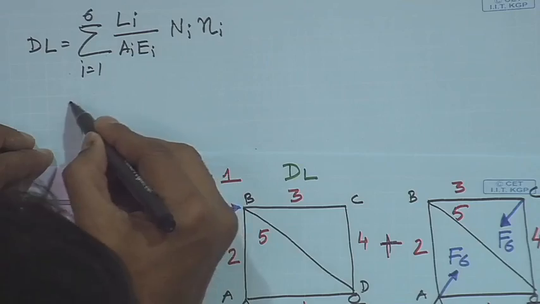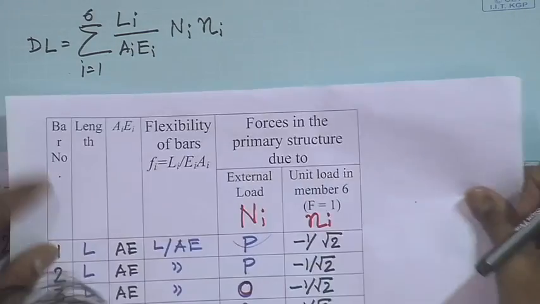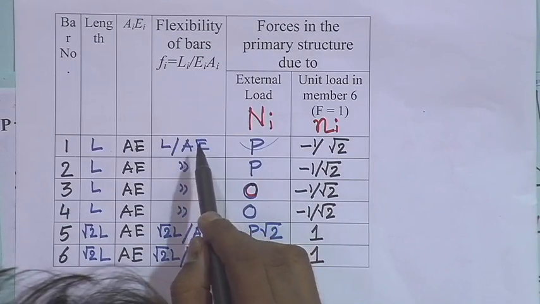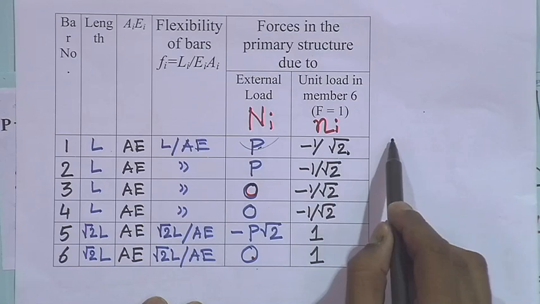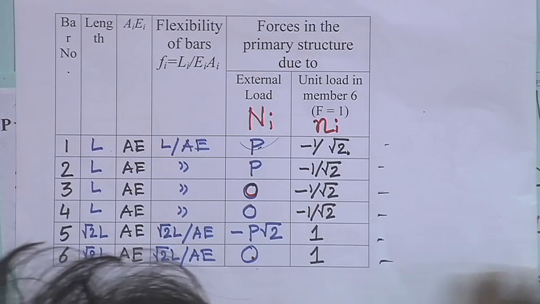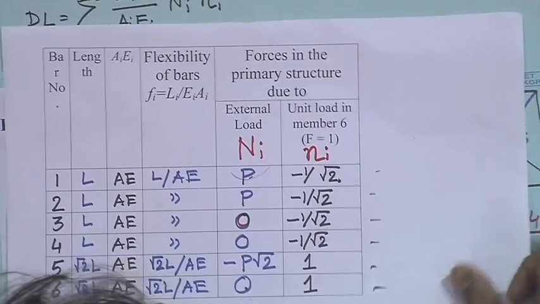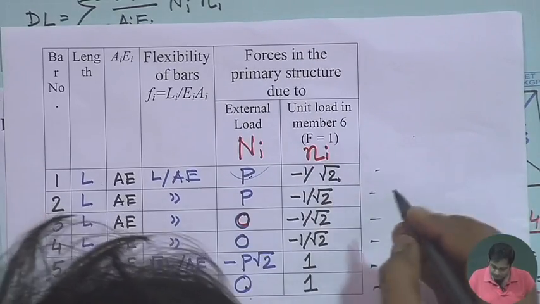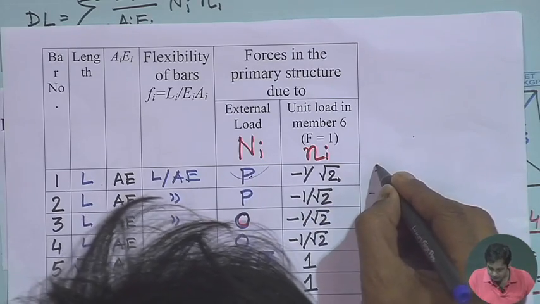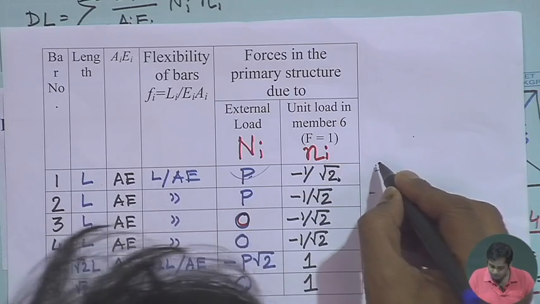Now let us see what these values are. The advantage of writing this in a tabular form is that once we know this table, it is just multiplication of this into this into this, and then we can write what each value is. So let us do that. This becomes L by AE.